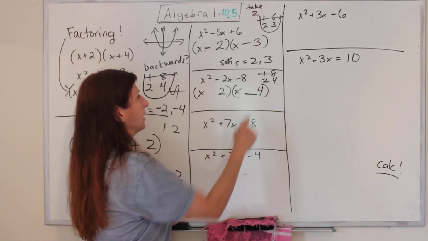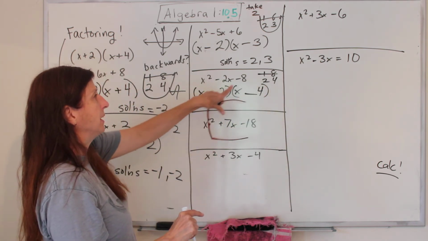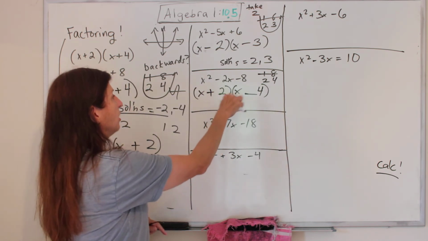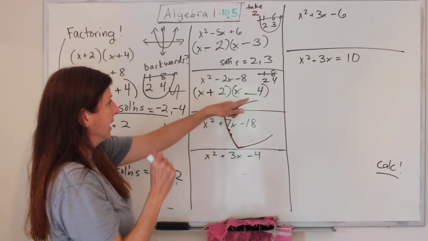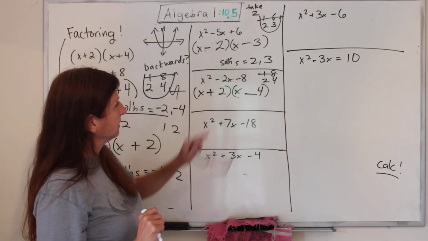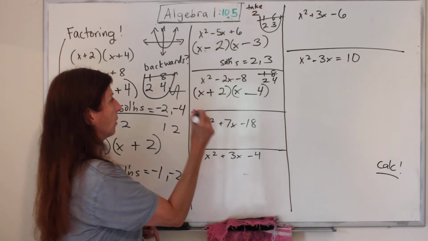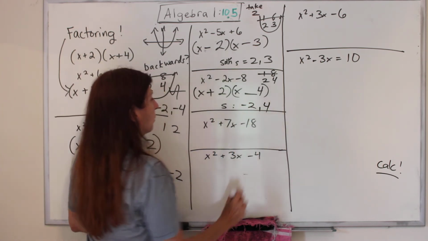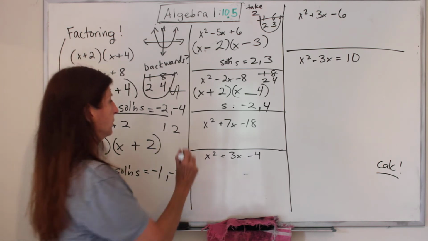Negative, because that's the bigger number. What does this need to be for that to be a -8? It needs to be positive, because +2 and -4 is -8. Okay? Let's show. And what are the solutions? They are -2, +4.